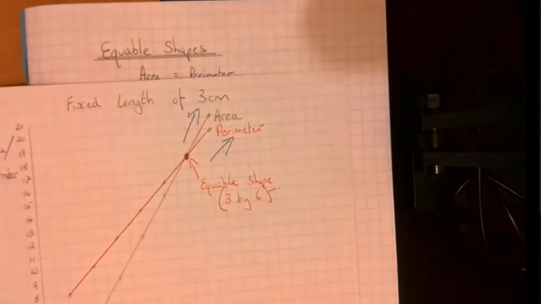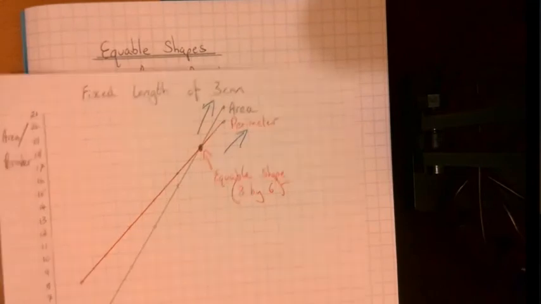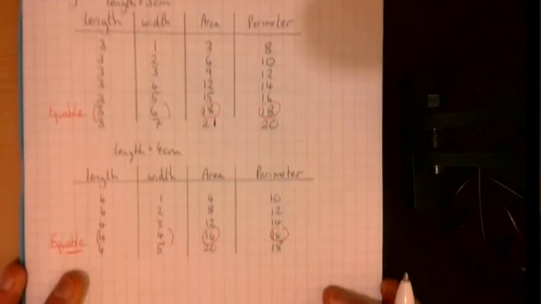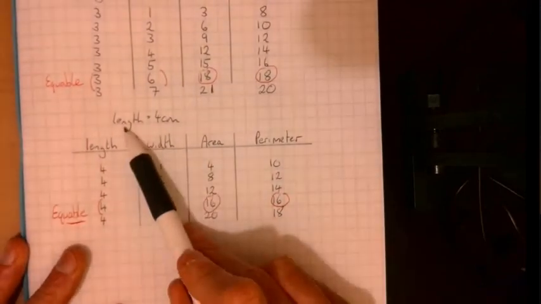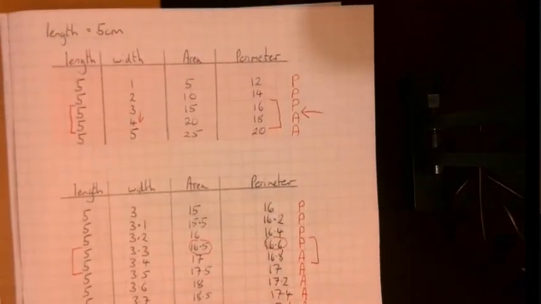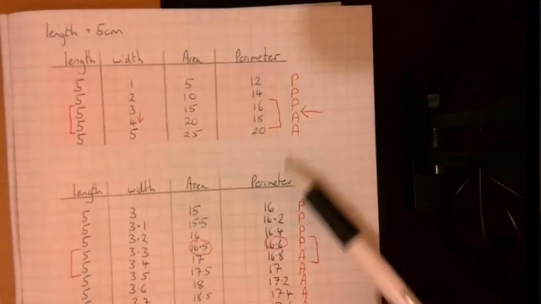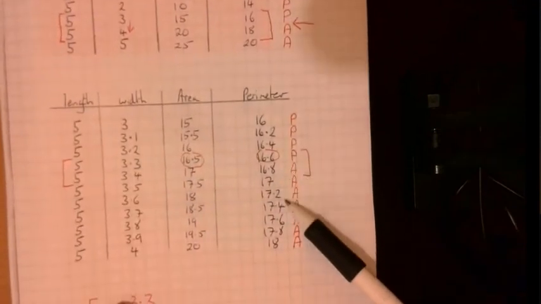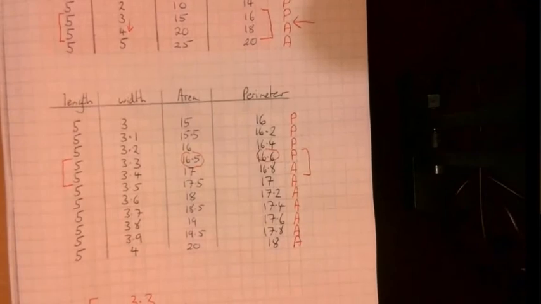So what you should be doing now is something very similar. If you remember what we did next, we drew up a table for a length of 4 centimeters. And then we did the same for 5 centimeters. But 5 centimeters, remember, was different, wasn't it? Because we didn't find one that was the same, so we had to explore the decimals. So it was a little bit harder to do.